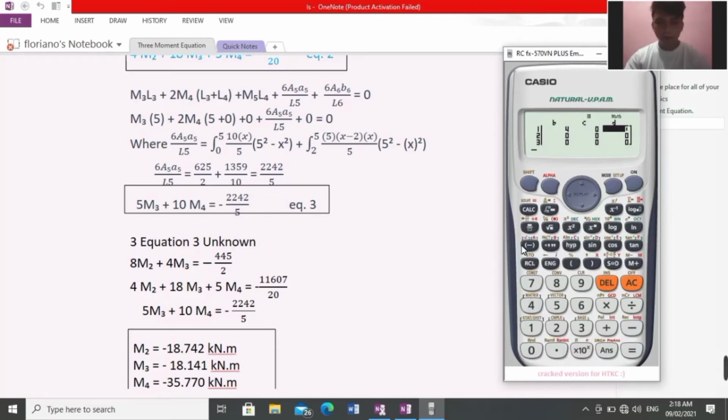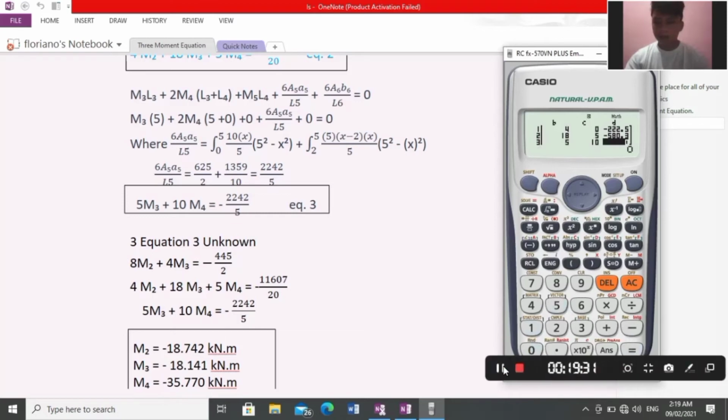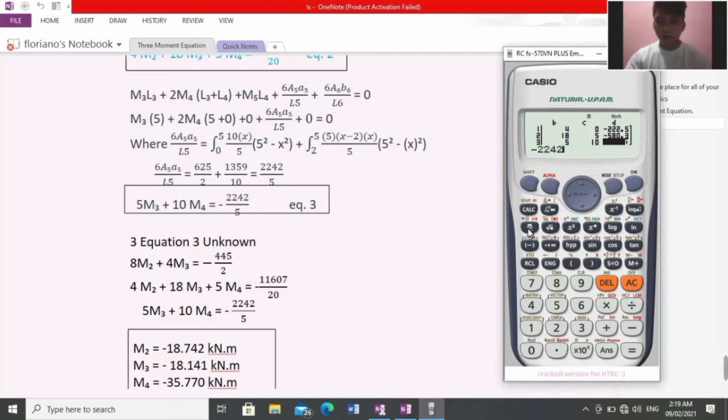Negative 445 divided by 2, 4, 18, 5, negative 11607 all over 20. Tapos wala siyang M2, so 0. 5, 10, negative 2242 all over 5.